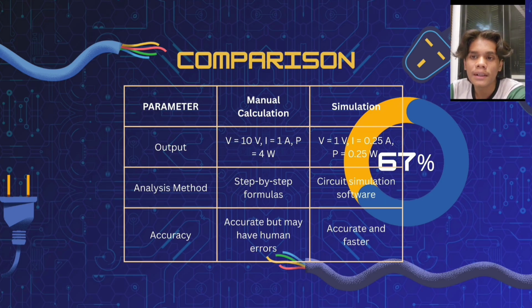Secondly, for the analysis method, for the manual you use step-by-step formulas. As I said before, we use each step for the parallel system formula, and for the simulation we use circuit simulation software. So for the accuracy of our circuit, the manual is accurate but may have human error because we are human, so we all make errors. For the simulation it is accurate and faster because we use technology.